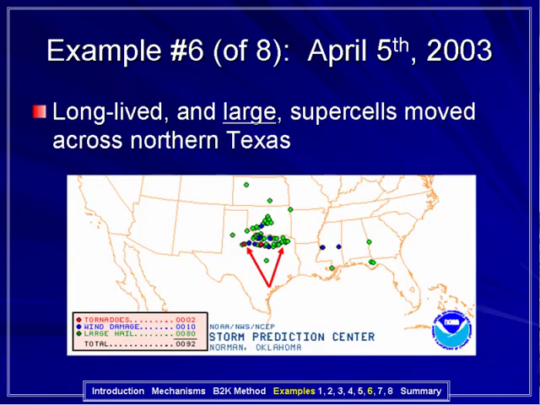In this next example, we're going to look at some very large supercells that moved across northern Texas and produced some big hail and some strong winds. And again, I want to illustrate one of the weaknesses with the B2K method with this example.